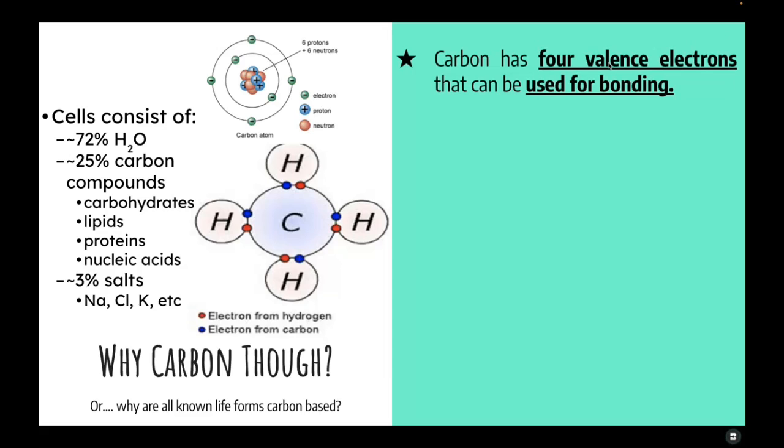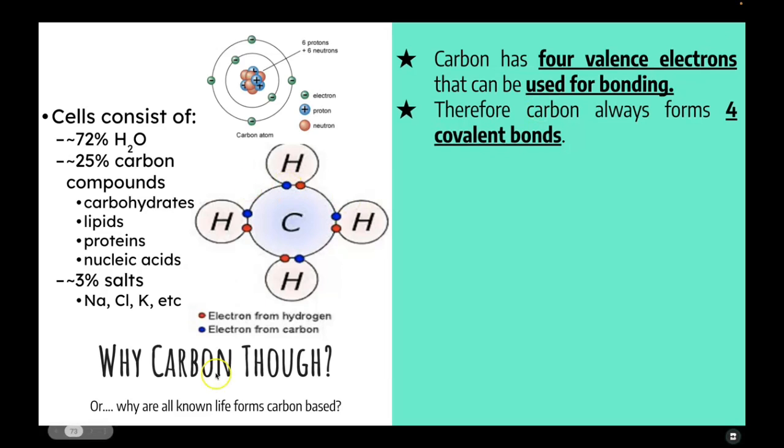Carbon is important because it has 4 valence electrons that can be used for bonding. And so therefore, because it has 4 valence electrons, which you can see are represented in blue, it can form 4 covalent bonds. What a covalent bond is, remember, is the sharing of electrons. So here you can see that the red is representing the electron from the hydrogen and blue is representing the electrons from the carbon. You see how it's sharing? So this is representing a covalent bond.